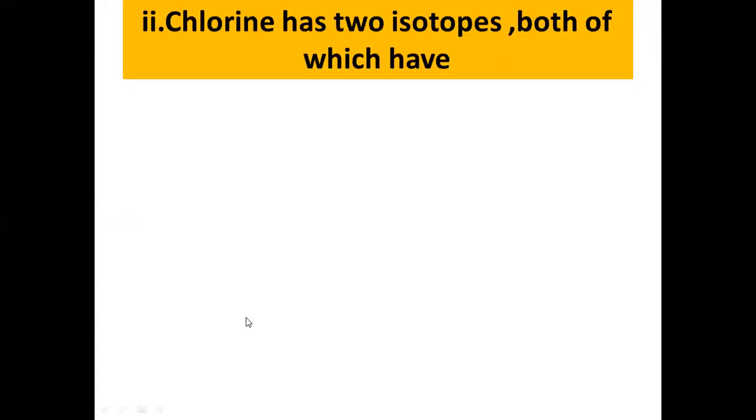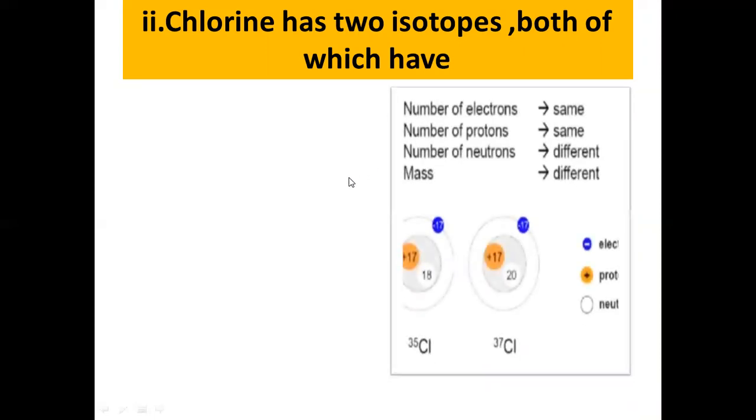Number 2 MCQ. Chlorine has two isotopes, both of which have. What are isotopes? Isotopes are the atoms of an element which have same number of electrons, same number of protons, different number of neutrons, and different mass number.